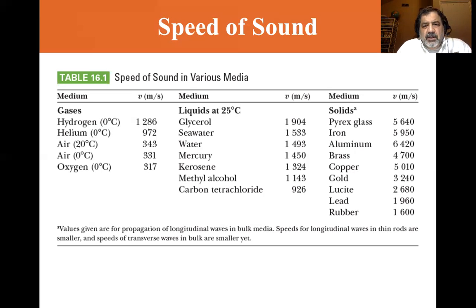And you can look at it in liquids. It's anywhere from 1,904 for glycerol down to 926 for carbon tetrachloride. All of them higher than the speed of sound in air. And then in solids, they're all much higher than the speed of sound in air, with the highest being aluminum, 6,420, to the lowest being rubber, 1,600.